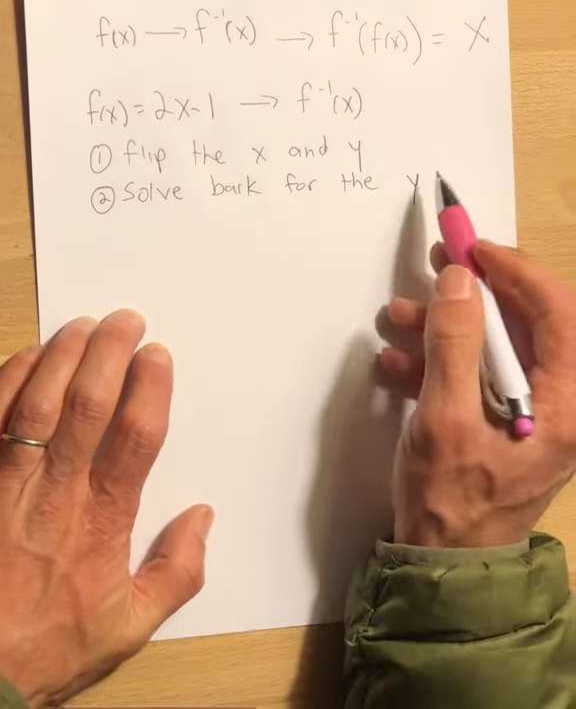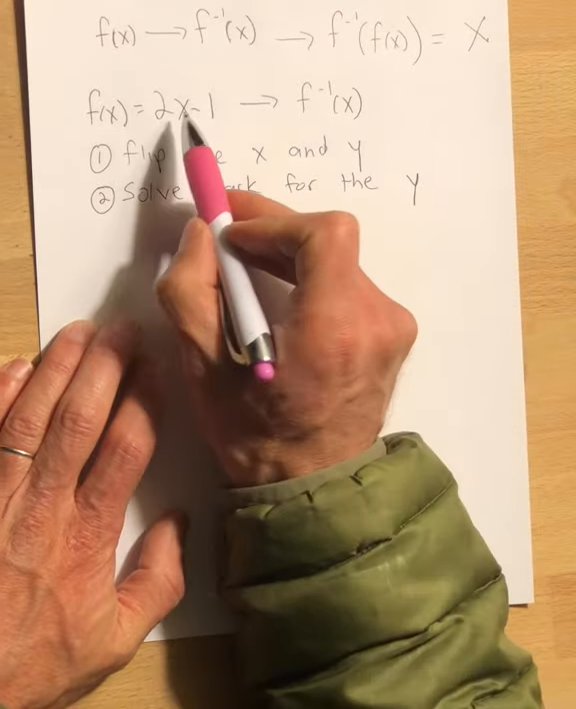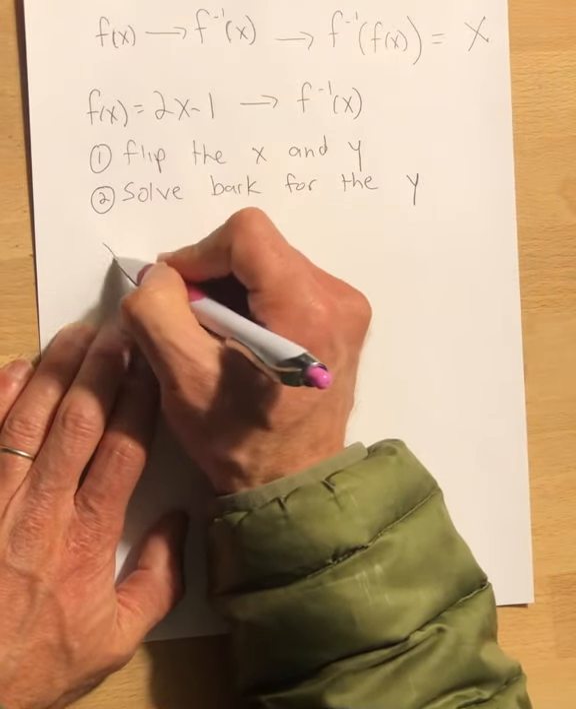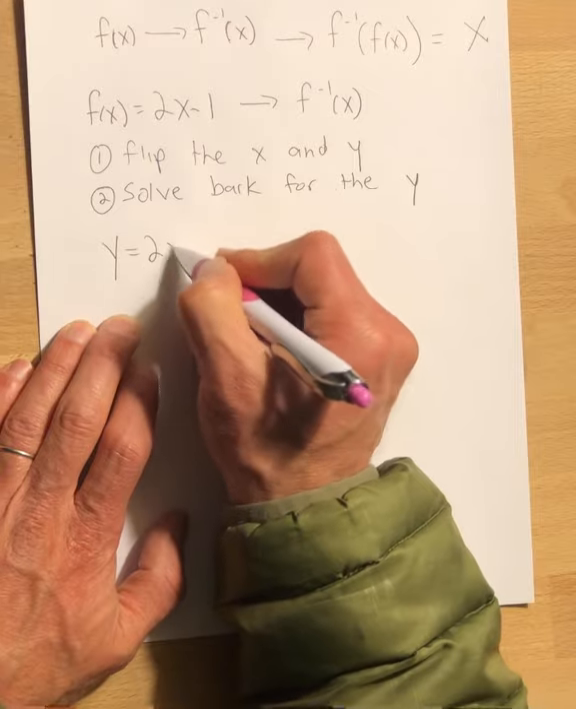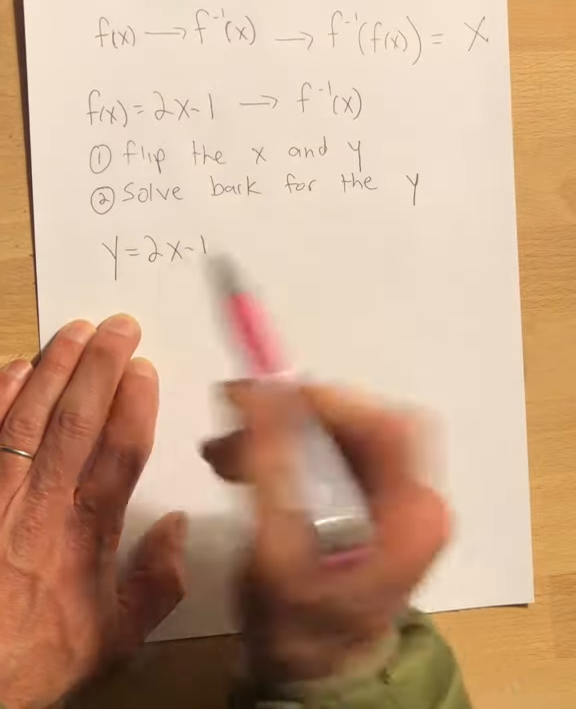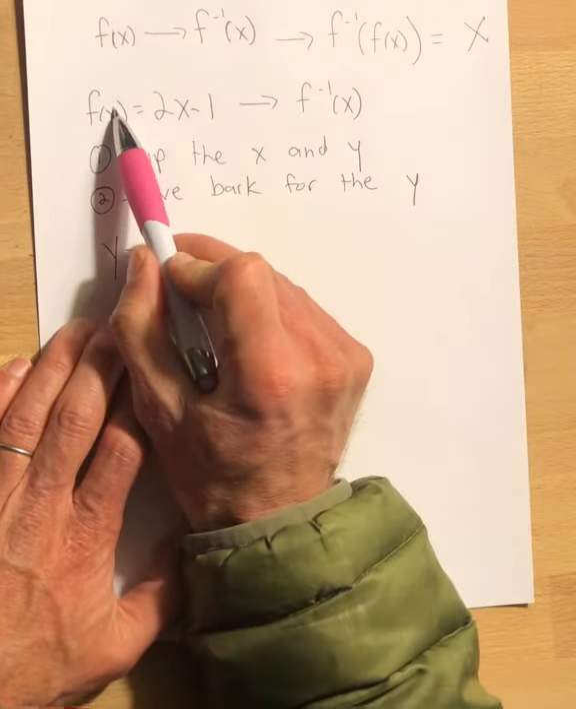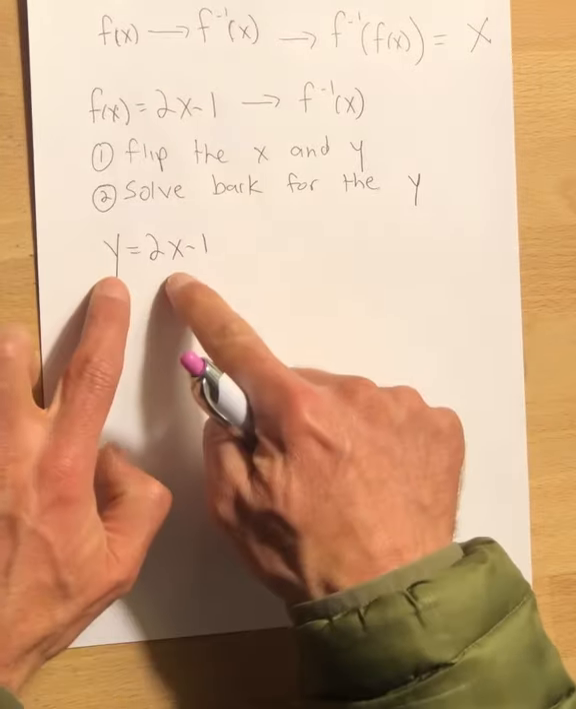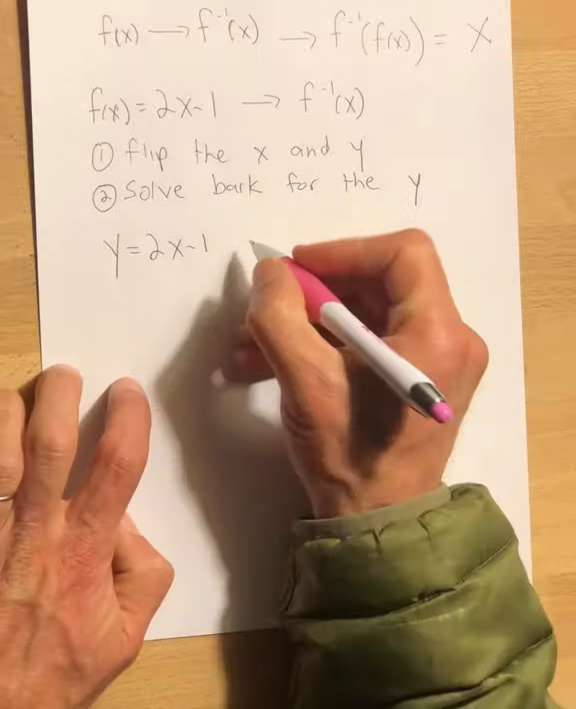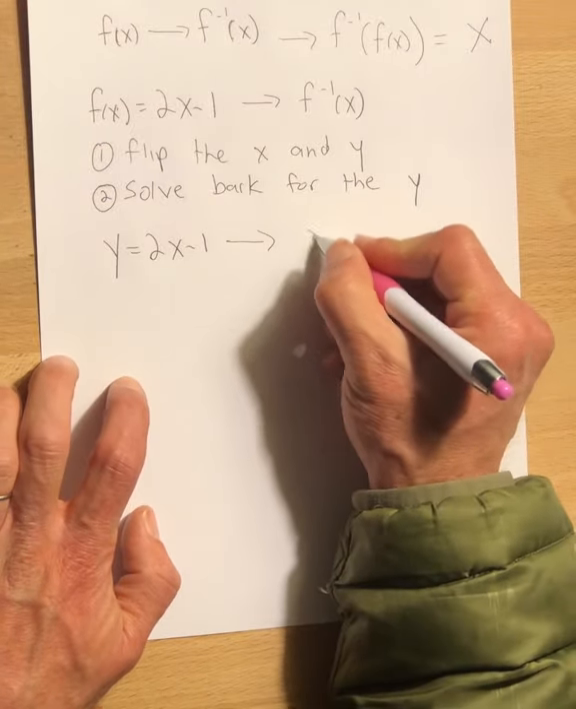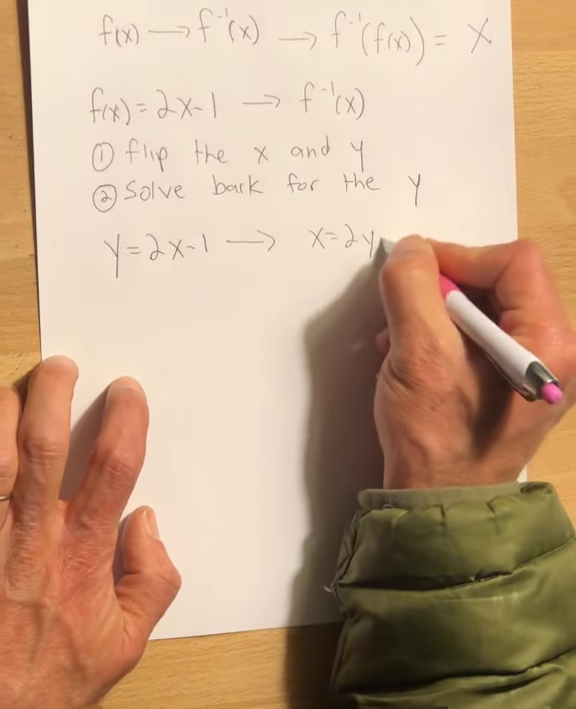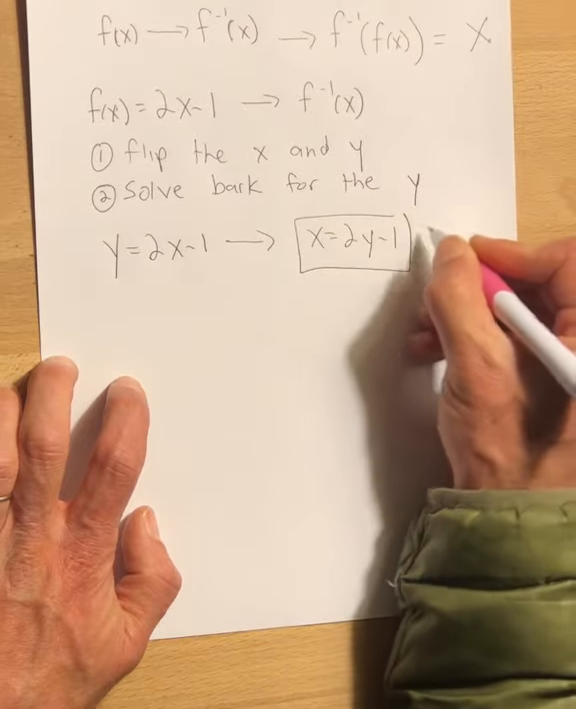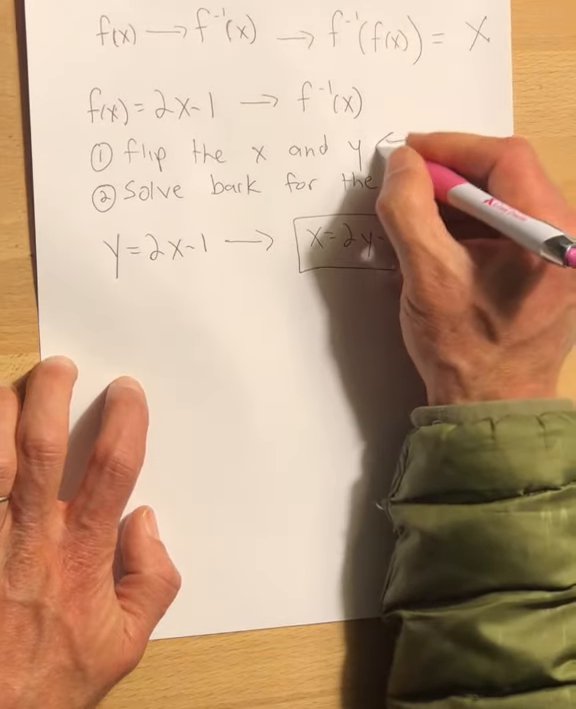So what I'm going to do is take this function and rewrite it with y and x. y equals 2x minus 1, because conceptually, f of x is your y value. Now, the first step, take my x and my y and flip them. This becomes x equals 2y minus 1. This is my first step. I've done this step right here.